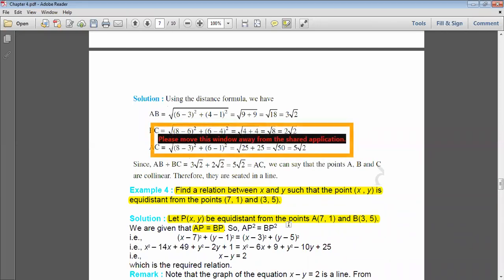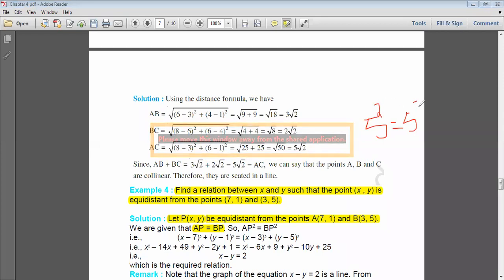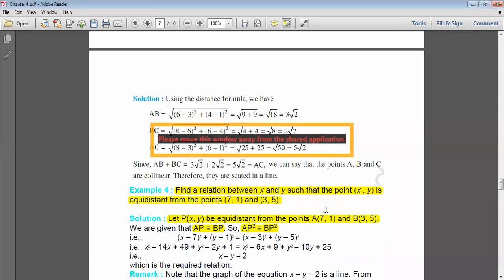And again, if 2 numbers are equal, then their squares are also equal. Clear? See, if we can write 5 is equal to 5, then 5 squared is also equal to 5 squared. There is nothing to doubt. We have learned that theorem 1.3 in the first chapter. So we can write it as AP squared is equal to BP squared.